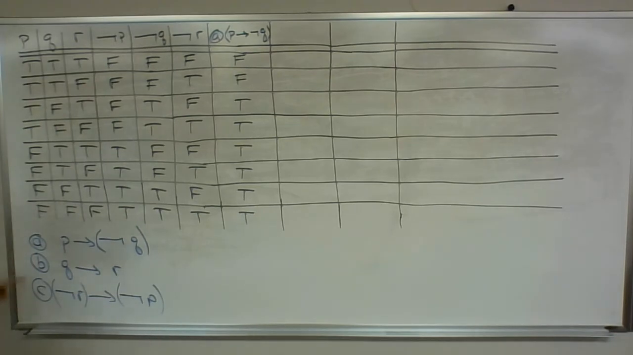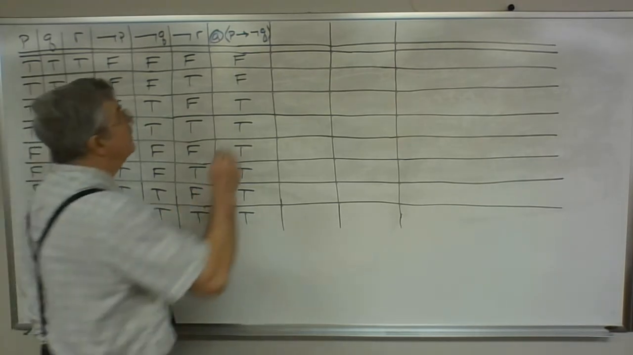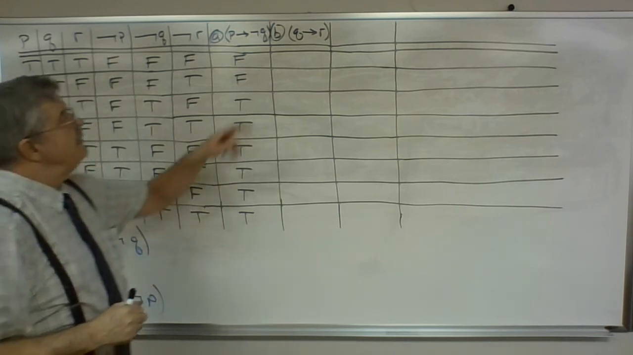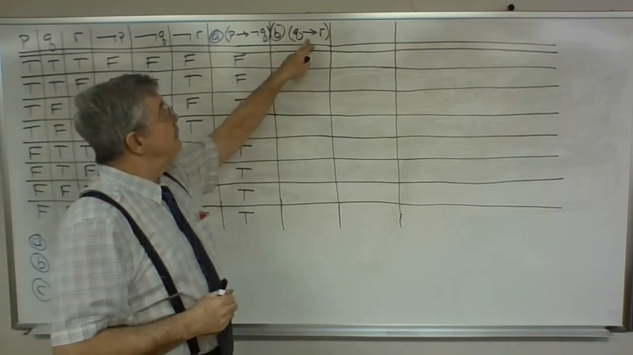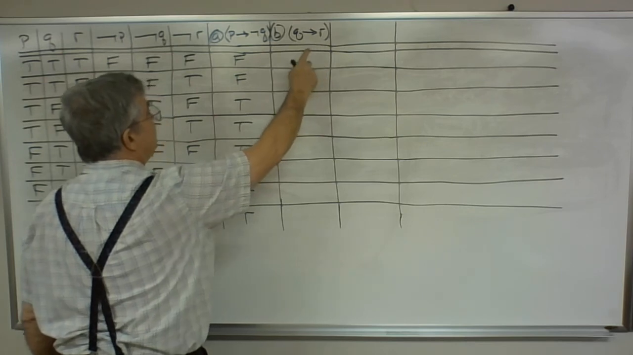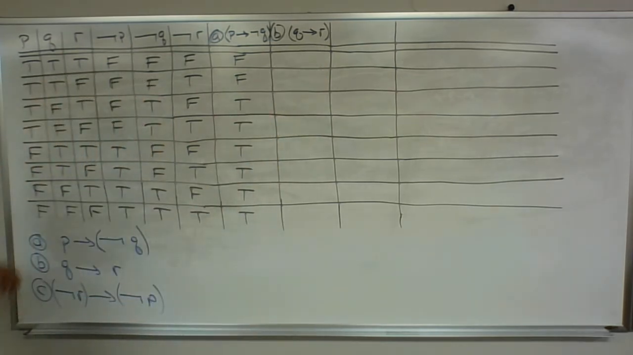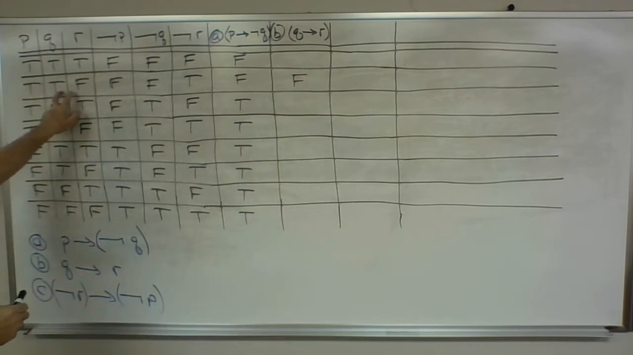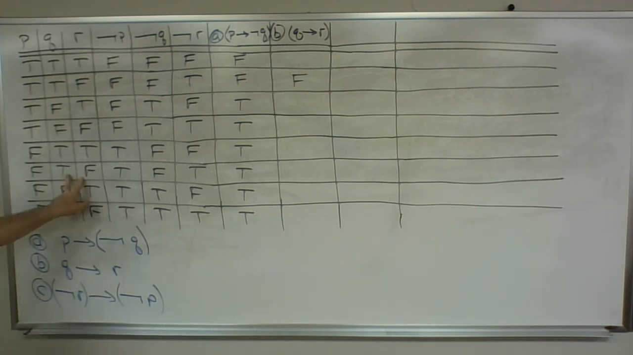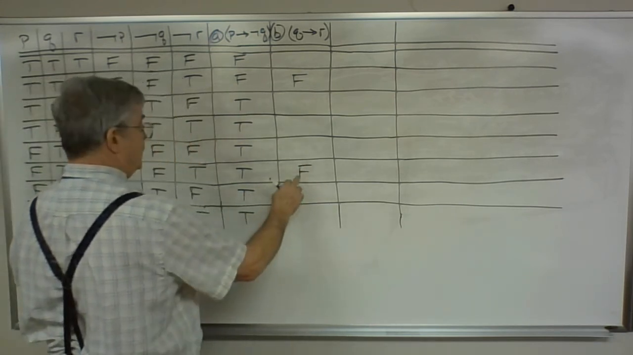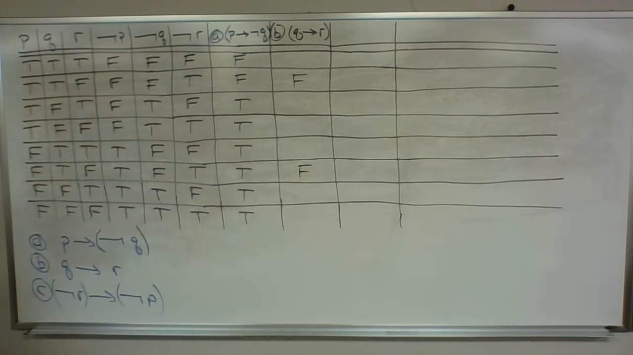So we got A. Let's do B. Q implies R. So I'll mark this as B. Q implies R. And this is another if-then. This is false exactly when we have true implying a false. So when we have Q true and R false, this thing is false. So where does that happen? Right here. Q is true, R is false. Right here, Q is true, R is false. Every other place it's going to be true.